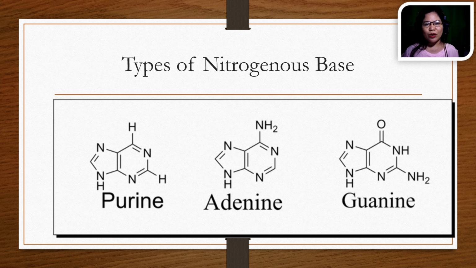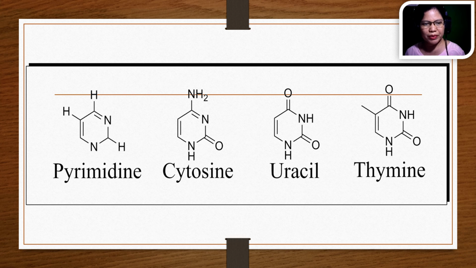So we have here the types of nitrogenous bases, the purines and the pyrimidines. The purines are adenine and guanine, while the pyrimidines contain cytosine, uracil, and thymine. Now, what's the difference between pyrimidines and purines? Though they are similar in functions, purines consist of a 6-membered and a 5-membered nitrogen-containing ring fused together, while the pyrimidines only have a 6-membered nitrogen-containing ring.